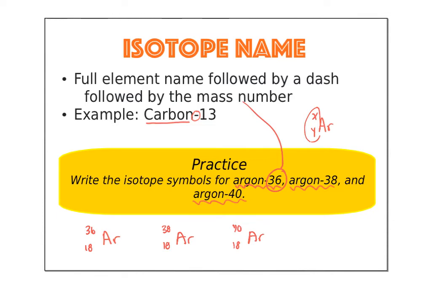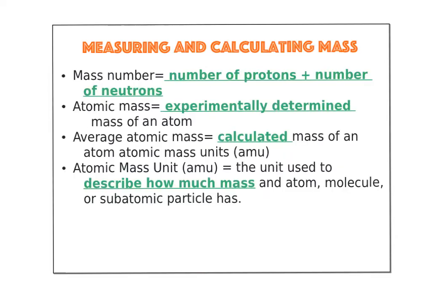If I had a handful of argon, that would be kind of difficult to do, but just work with me here. If I had a whole sample of argon, it is a mixture of these different isotopes of argon. They're all argon because they have 18 protons, but they have different mass numbers, different numbers of neutrons.